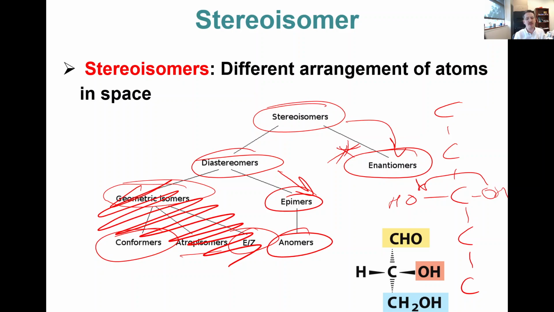Epimers are just going to be where you swap the OH to the right or to the left, or up or down, and that's going to create different molecules where it may have the same empirical formula, but it's actually going to be a different molecule because of the arrangement in 3D space.